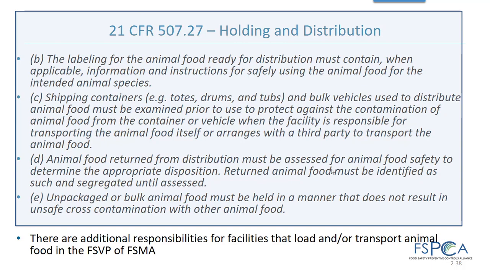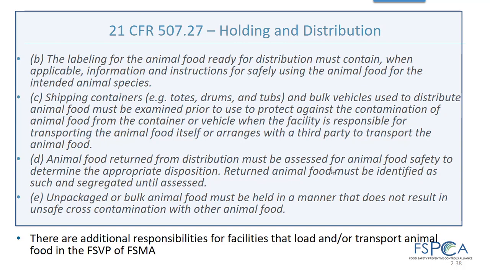Shipping containers and bulk vehicles used to distribute animal food must be examined prior to use to protect against the contamination of animal food from the container or vehicle when the facility is responsible for transporting the animal food itself, or if it arranges with a third party to transport the animal food. So you might be relying on your transportation company to make sure their trucks are clean. However, this says you also need to examine it before you load any product into that truck.